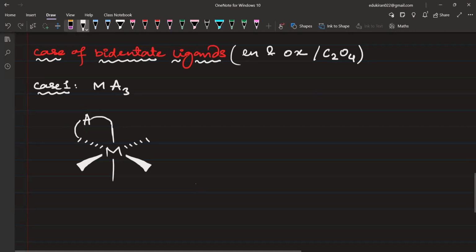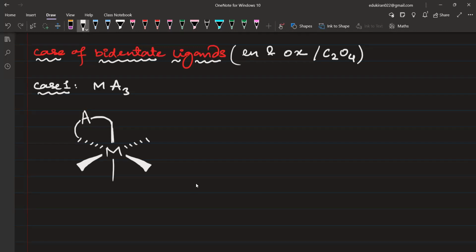This A ligand, A ke paas, it has two different atoms which are coordinating. Ek yahan, it is coordinating on the plane, and one is coordinating behind the plane. Make sense? Yes or no? Please tell me, guys. Yes, sir. Okay. Dusra case dekh lijiye.